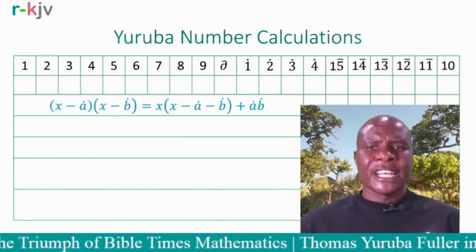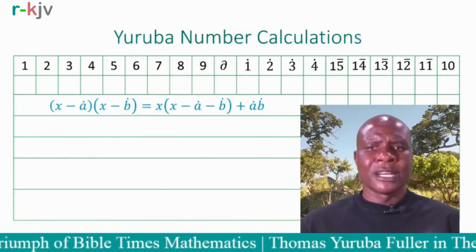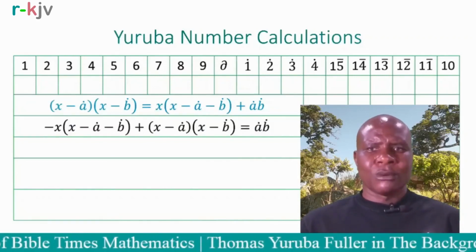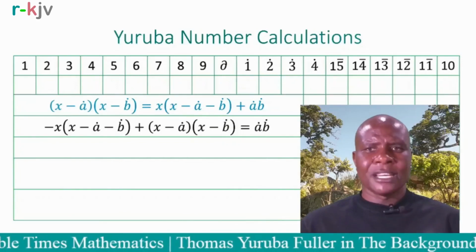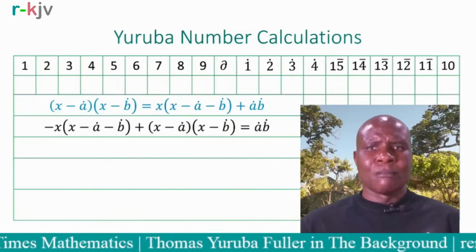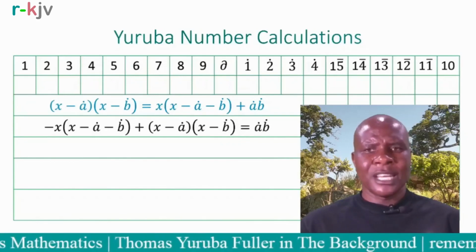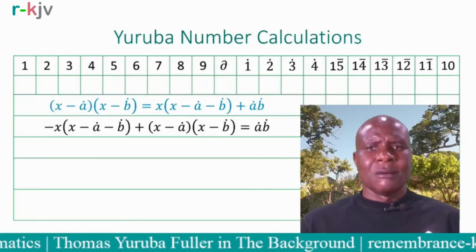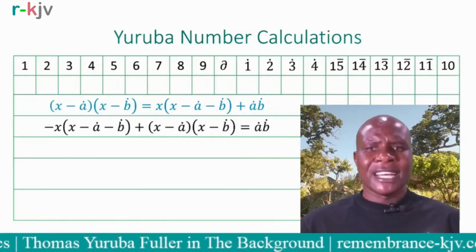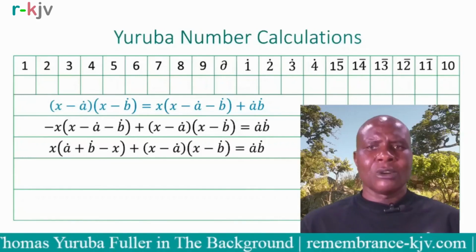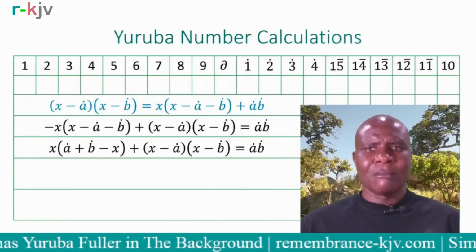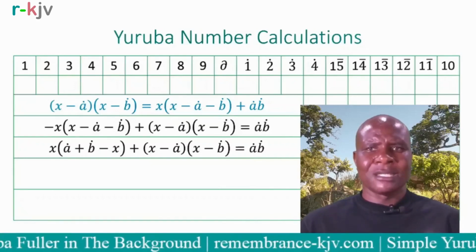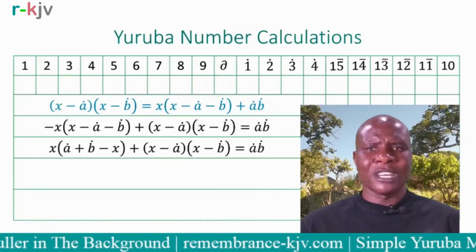Making the product of .A and .B subject of the formula gives the product of minus x and the bracket of x minus .A minus .B plus the product of the bracket of x minus .A and the bracket of x minus .B. Multiplying the bracket by the minus sign gives x multiplied by the bracket of .A plus .B minus x plus the product of the bracket of x minus .A and the bracket of x minus .B.